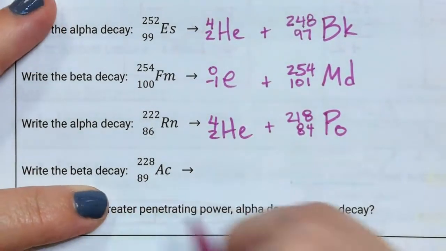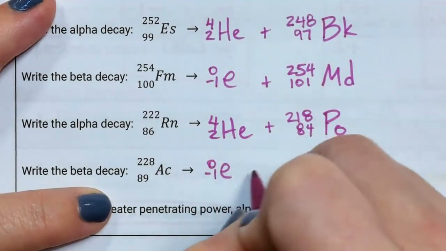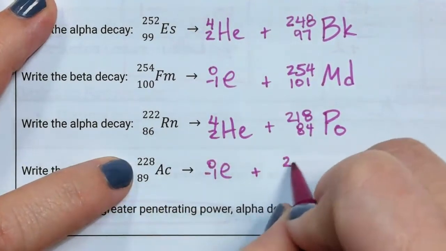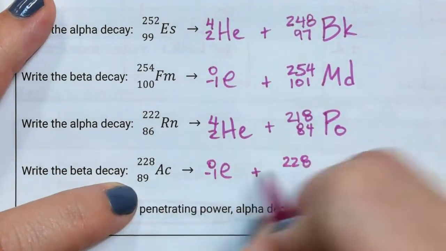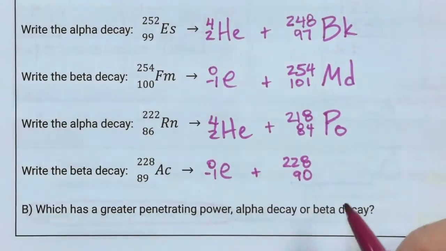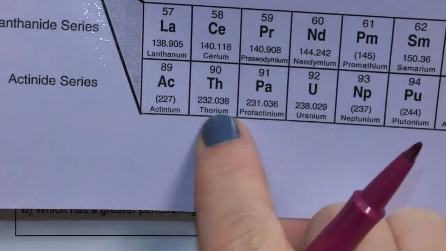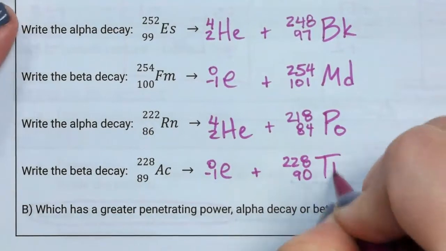This is a beta decay, so we're going to give off a 0 over negative 1 electron. The mass will not change. The atomic number goes up by 1. And then element number 90 is Th, thorium.